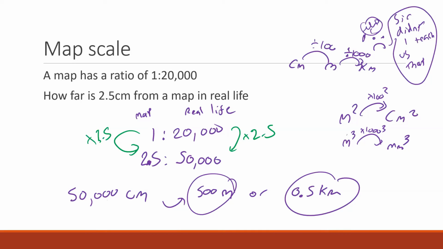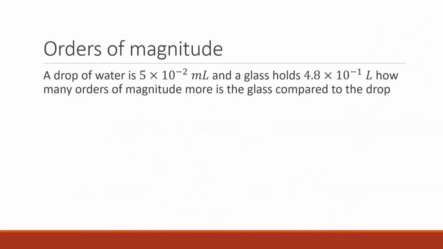One question left, ladies and gents, in my 7 examples that I wanted to do today. And that last question is this one here. A drop of water is 5 × 10⁻²⁰ mils, and a glass holds 4.8 × 10⁻¹ liters. How many orders of magnitude more is the glass compared to the drop? This is a poorly written question, sorry guys. This guy has got a dirty trick in it, so you've got to be very careful. Straight away, ladies and gents, can anyone tell me what the dirty trick is, or can you not see it yet?